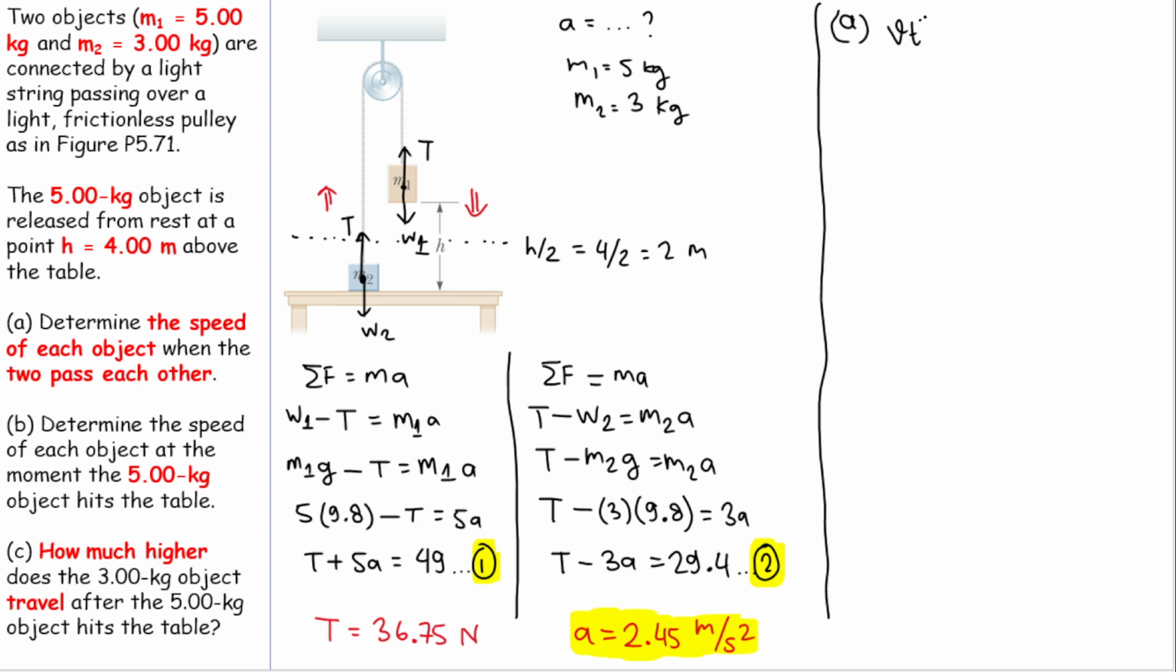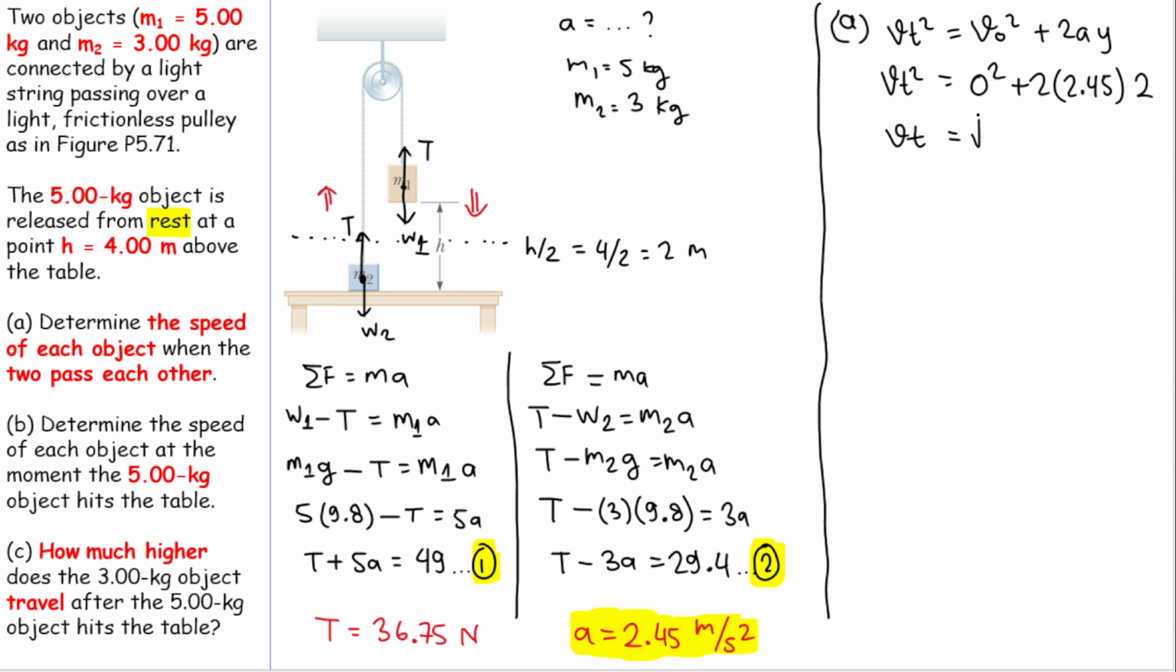Vt squared is equal to V0 squared plus 2ay, right? And we are looking for this Vt. So I'll have Vt squared. And V0 squared is the initial velocity, and it is released from rest, so I will have 0 there. So I have 0 squared plus 2 multiplied by the acceleration, so I'll have 2.45, and then multiplied by the displacement. And it is halfway, so I will have 2 meters here. Okay, so I will have Vt squared is equal to this number here.